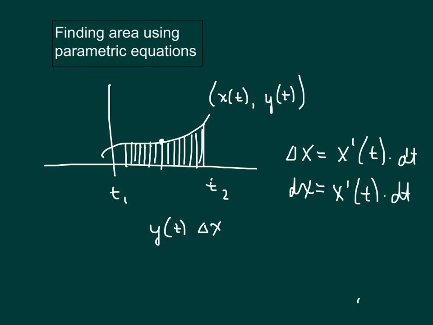So if I want to find the area of this, what I can do is just find the sum of all of these. I'm going from t sub 1 to t sub 2, and my formula is going to be y of t times x prime of t dt. You can try that with some parametric curves, and you can also verify it by changing those curves back into rectangular form, and you'll see that you get exactly the same thing.